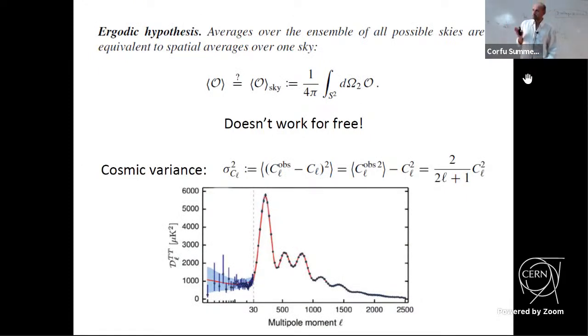However, you can still apply it, because we cannot travel in space yet. And if applied, you have to take into account some error, which is called the cosmic variance. The cosmic variance can be calculated, and it's given by the square of the multipole spectrum divided by 2L plus 1. Which means that the higher L, the lower the cosmic variance.